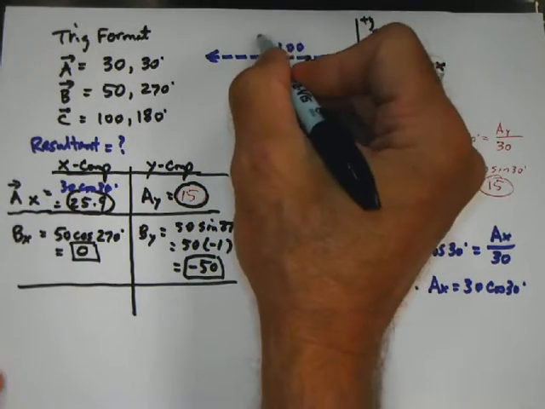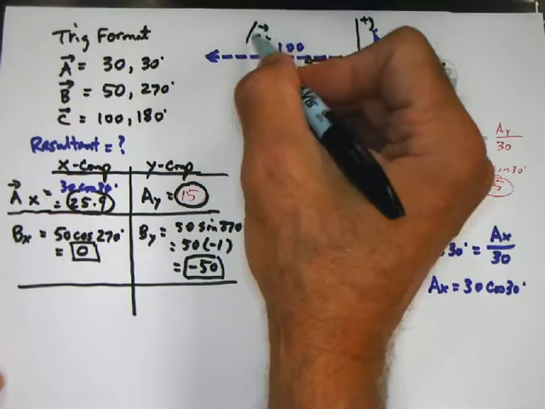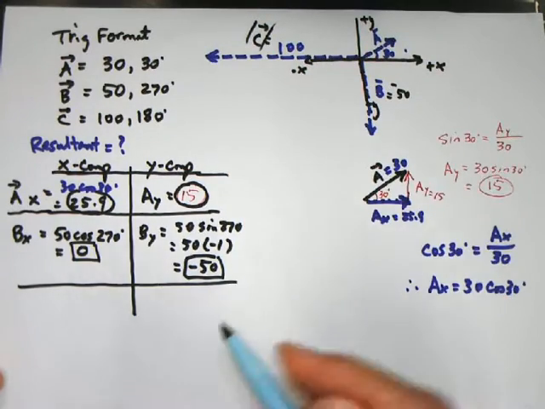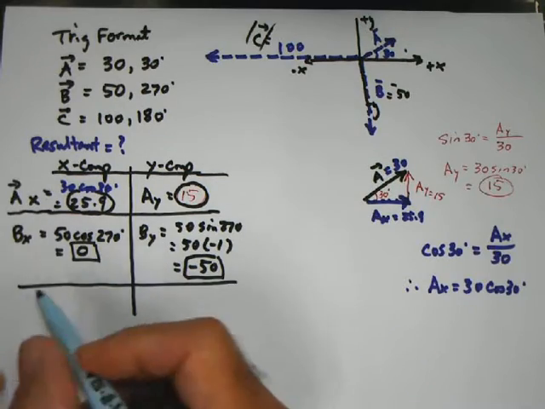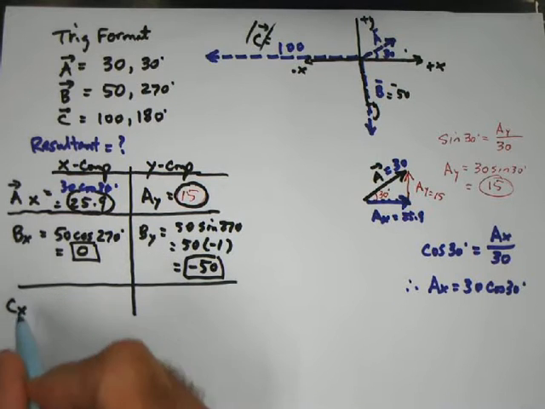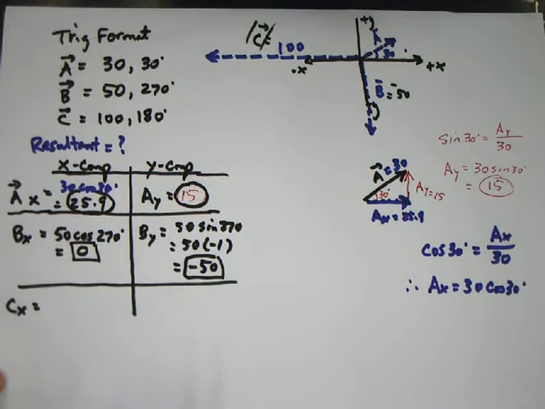Okay, let's look at vector C. Vector C has a magnitude, I'll just put absolute value signs to indicate magnitude, of 100. Okay, so let's find the x component of vector C.